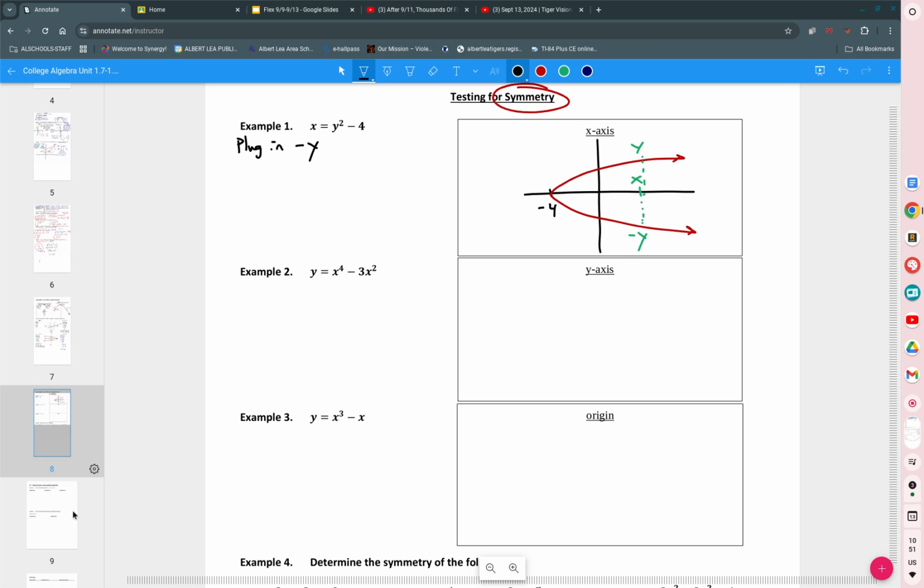And watch what happens. I get x equals, and this is the work I'm going to want you to show on the test, parentheses negative y squared. Whenever we substitute something in, we like to use parentheses. What happens if you square a negative? It makes it positive. So we get x is y squared minus 4. Is that the same as what I started with? Yeah. It is. So therefore, we know it's symmetrical about the x-axis.